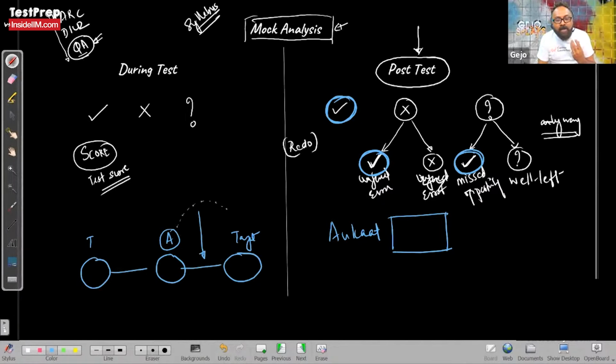From the Aukat score to the target score means I need to study more. But even after preparing for it, from this to this score, it is not about execution. I'm not taking my test really well, and execution, yeah, right.